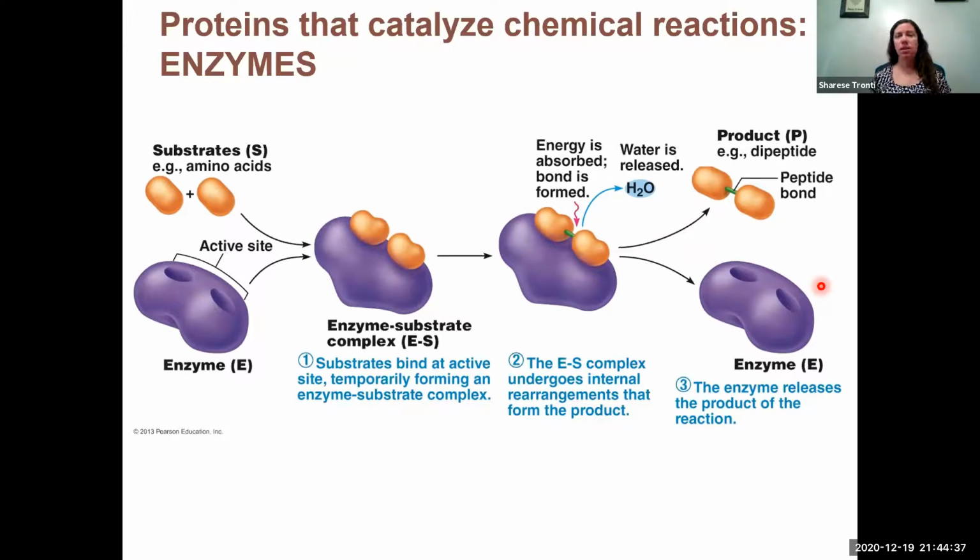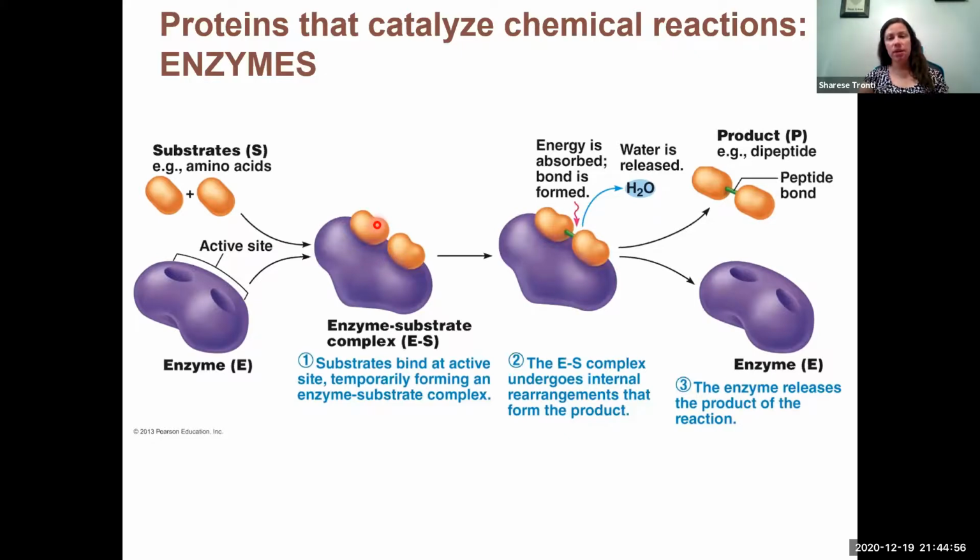The first step is the formation of the enzyme substrate complex. So this purple part here is the enzyme. These orange parts are the substrates. Those substrates are going to come in and bind to the active sites of the enzymes.